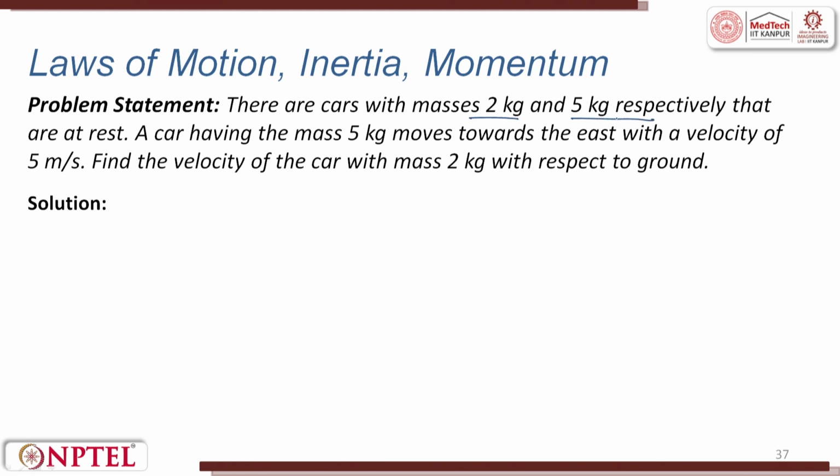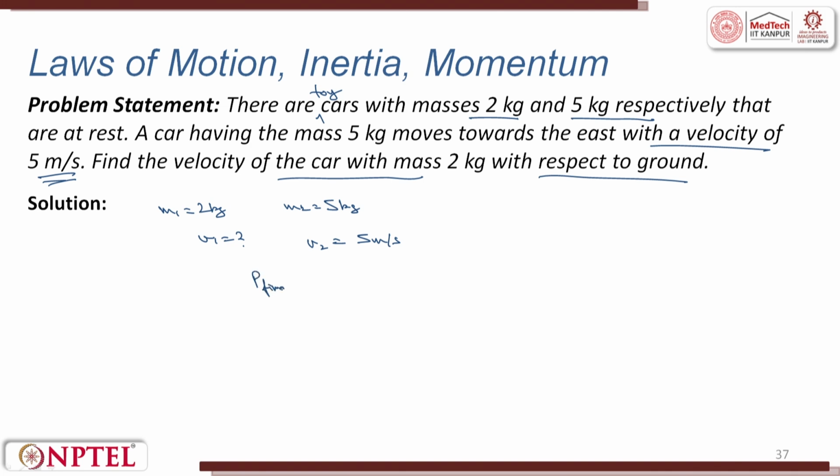Another law of conservation of momentum problem here is, there are toy cars with masses 2 kg and 5 kg respectively that are at rest. The car having mass 5 kg moves towards the east with a velocity of 5 meters per second. Find the velocity of the car with mass 2 kg with respect to the ground. So, we have M1 as 2 kg and M2 as 5 kg. V1 is to be determined and V2 is given as 5 meters per second.